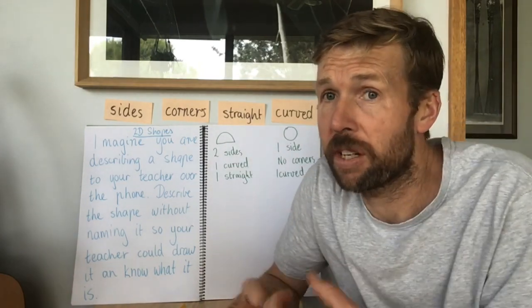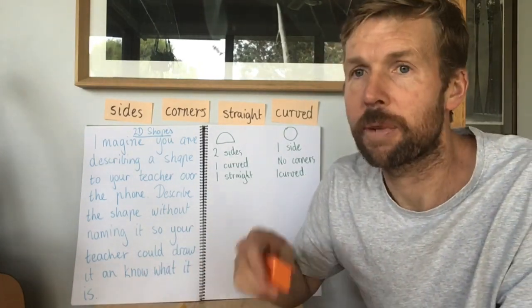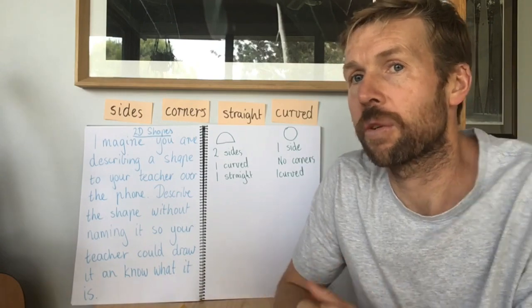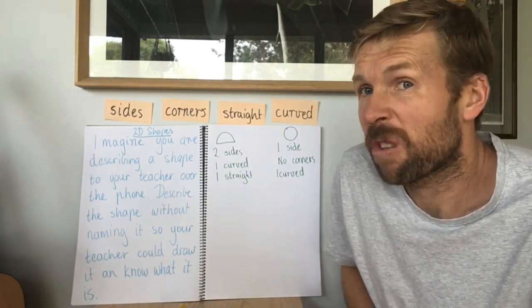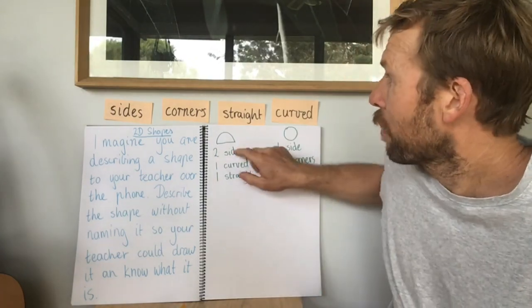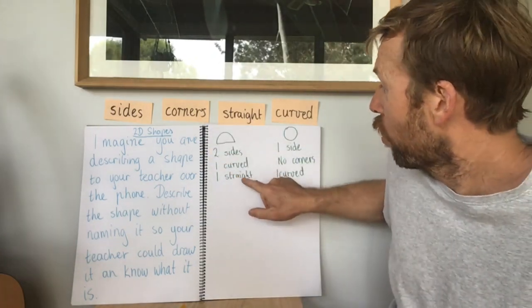You can either do it by video recording yourself, describing the shapes and then showing the shape, or if you'd like to do it the same way I have in your scrapbook, drawing the shape or tracing around the shape and then describing it using the words, so sides and corners.